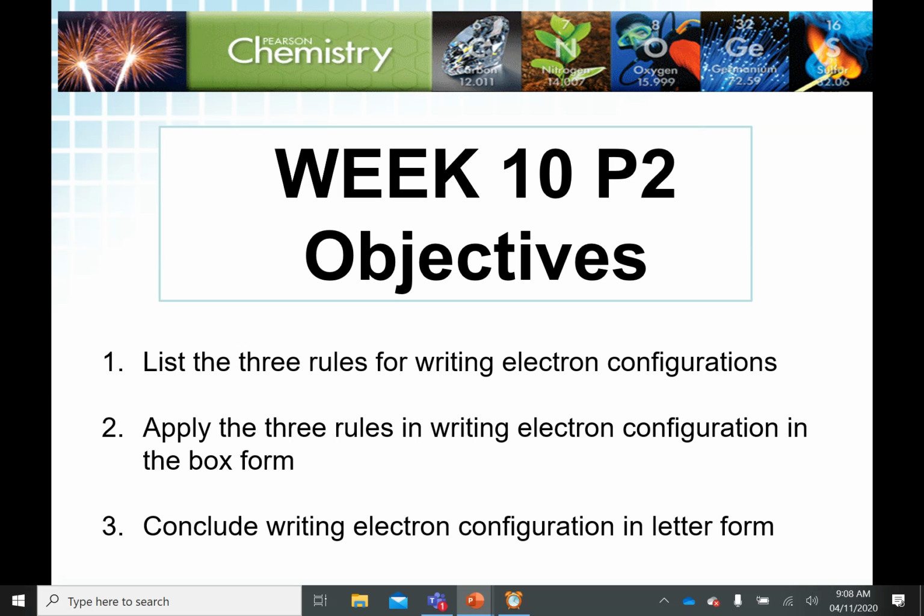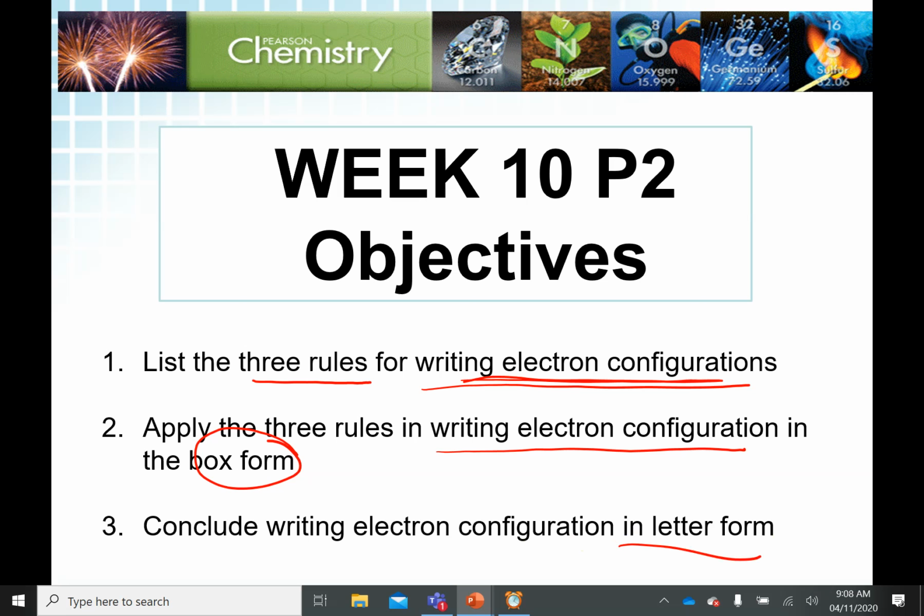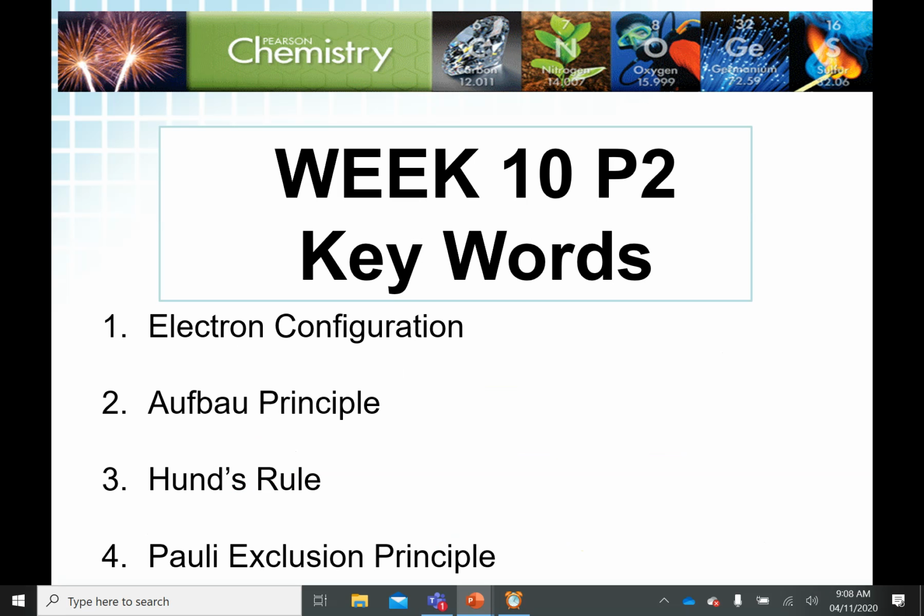This week's objective is we are going to list the 3 rules for writing electron configurations. We are going to apply the 3 rules in writing electron configurations in the box form, because in the first period, we already know how to write electron configurations now, right? And we're going to conclude writing electron configurations in letter form. Our keywords for Week 10, Period 2 are electron configuration, AUFABU principle, Hund's rule, and Pauli exclusion principle.